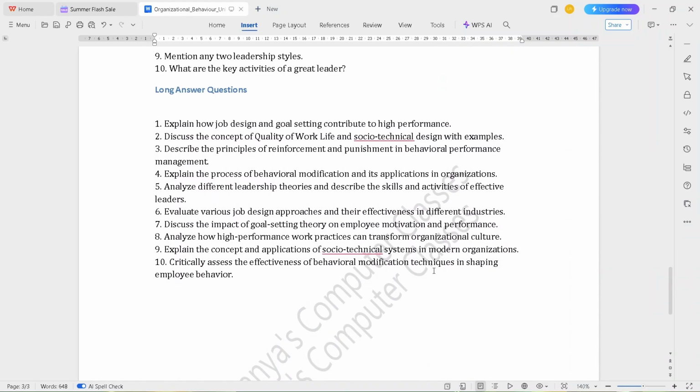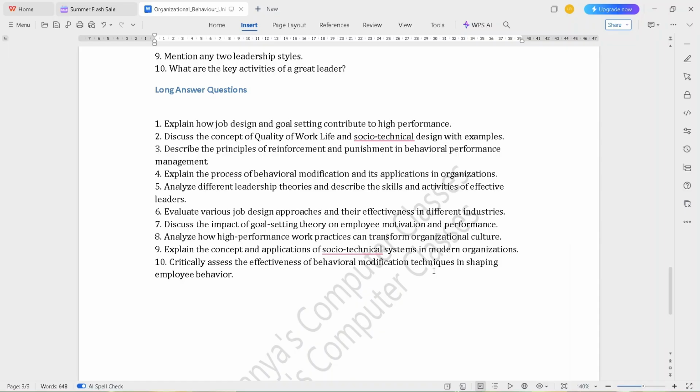The long answer questions are, explain how job design and goal setting contribute to high performance. Discuss the concept of quality of work life and socio-technical design with examples. Describe the principles of reinforcement and punishment in behavioral performance management. Explain the process of behavioral modification and its applications in organizations.